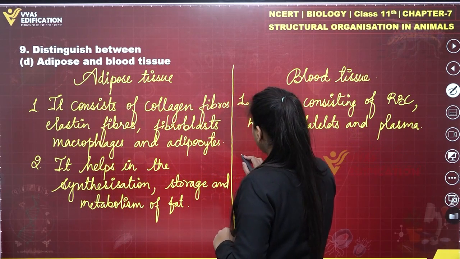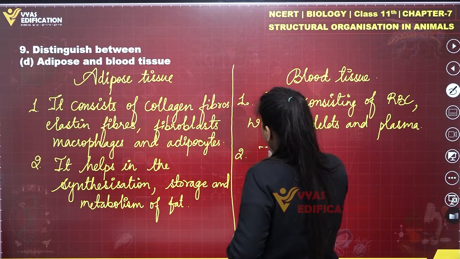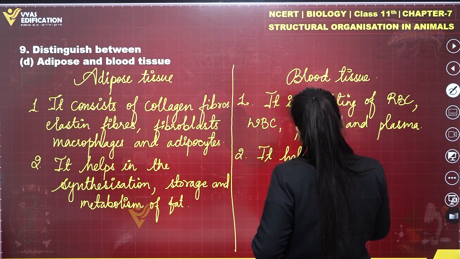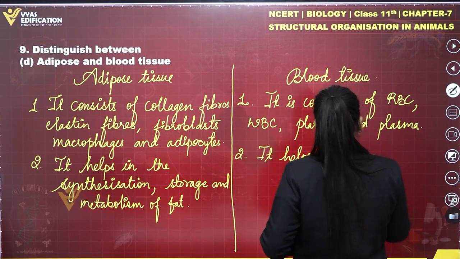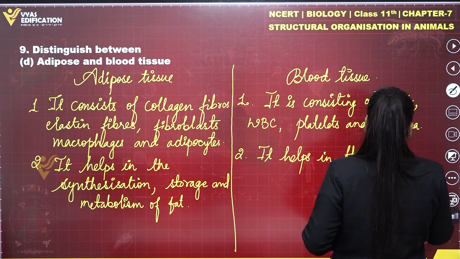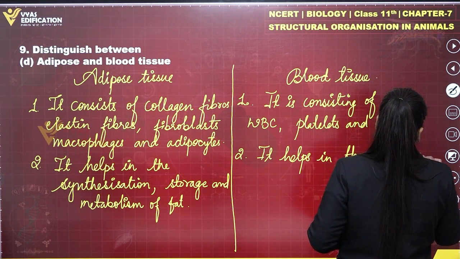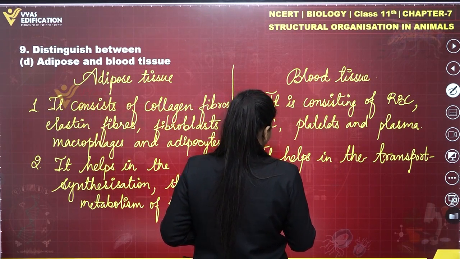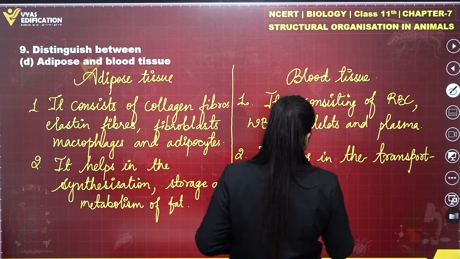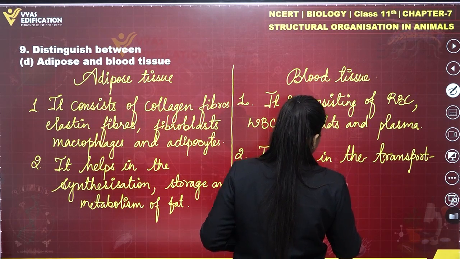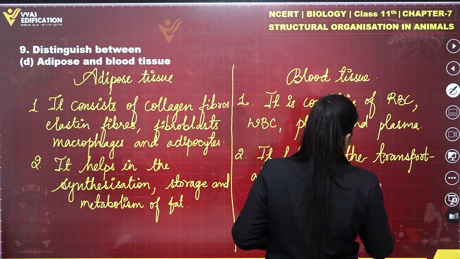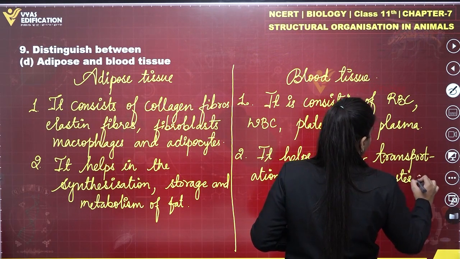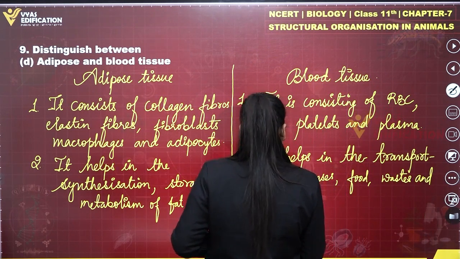Whereas if we talk about the function of blood tissue, it helps in the transportation of some substances like gases, food, wastes and hormones as well.